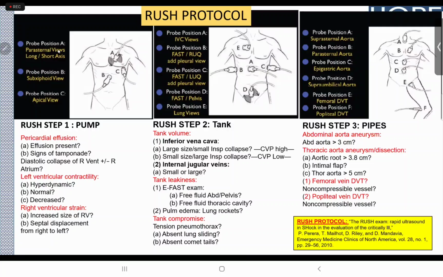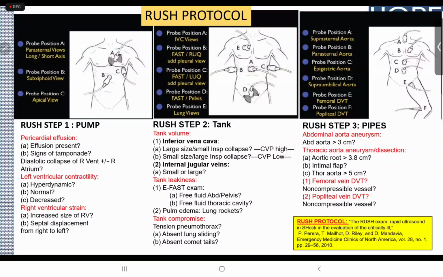pump, assess the heart, where you put the probe in parasternal views, long and short axis, as you can see here on point A. Position B, subxiphoid view. Position C is apical view. This type of methodological approach helps you not to miss any point.